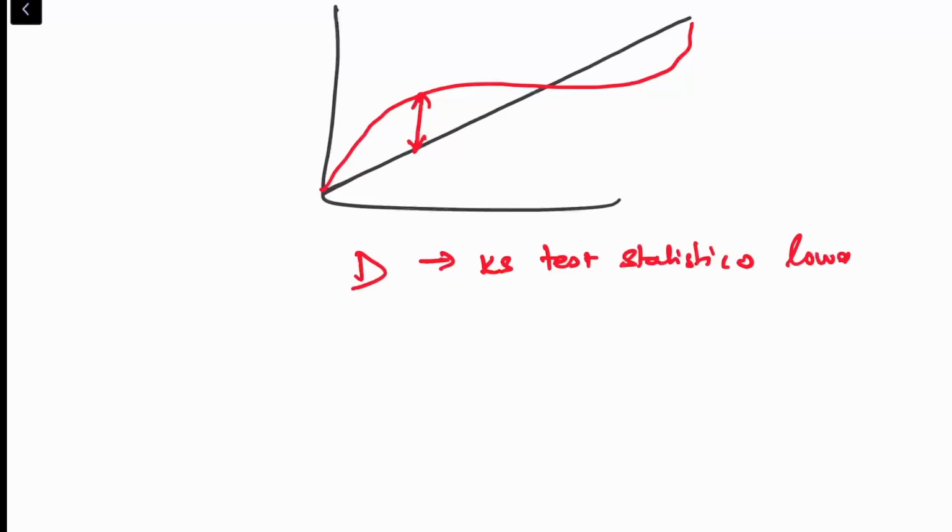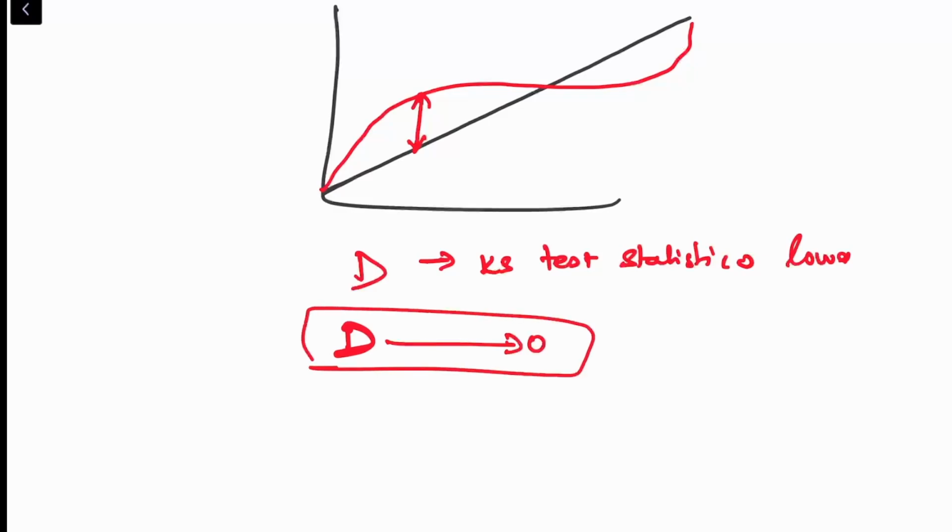The lower the D, the better the model. Clear? Visually you cannot identify how close it needs to be, but based on the number, you can definitely check. Now we expect that at some point D will converge to 0. That means this black line and red line should be overlapping with each other.